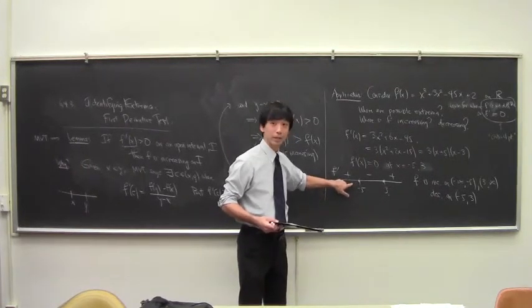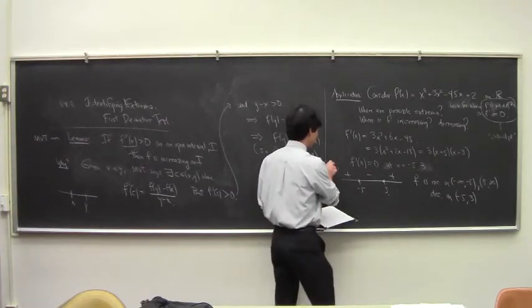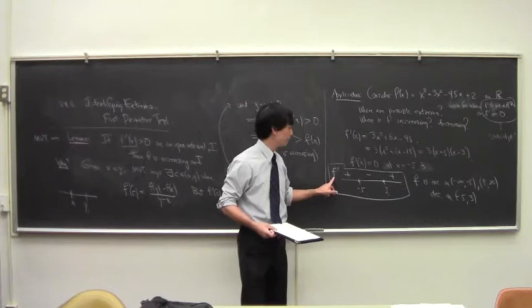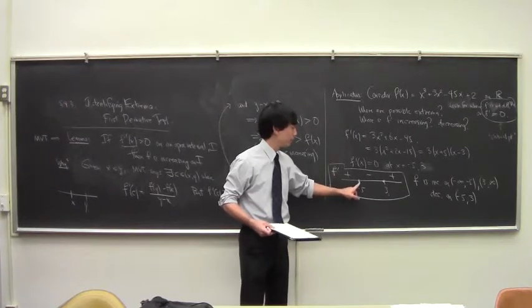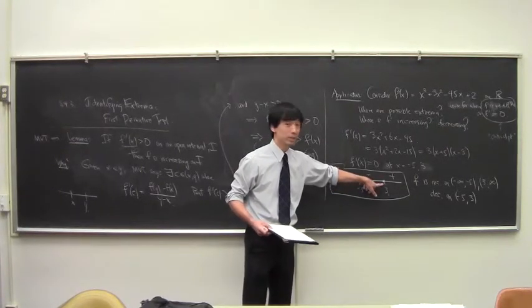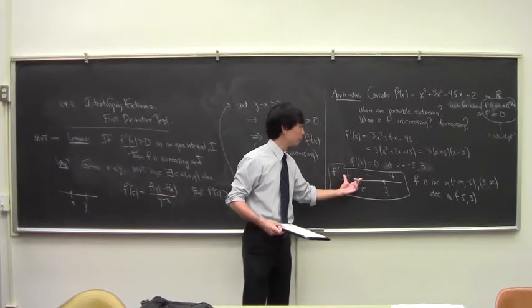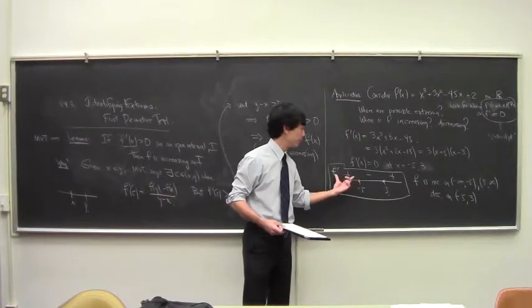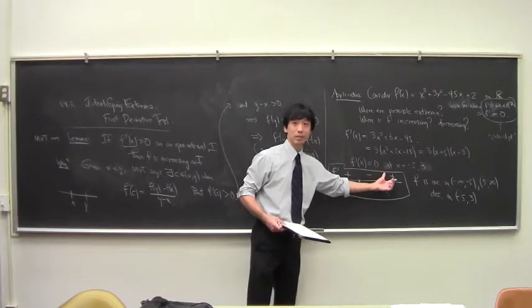Did you plug the x values into f of x or f prime of x? You mean, what am I doing here? Right here, we're looking at f prime. This is f prime here, with 0 at these points. And then you use your pre-calculus knowledge to understand that it's going to be positive here, negative here, and positive here.